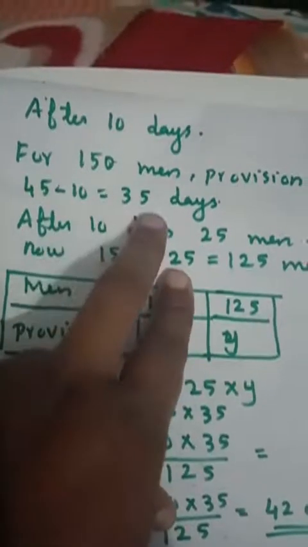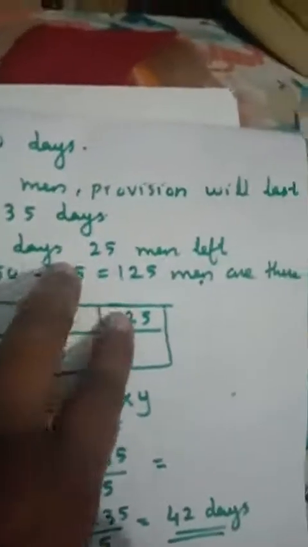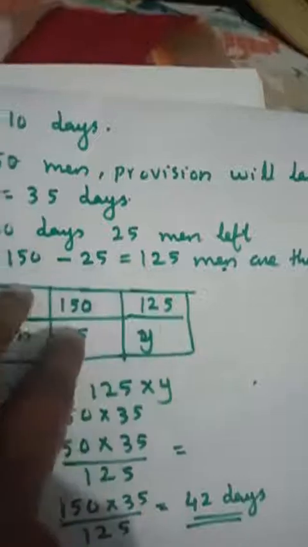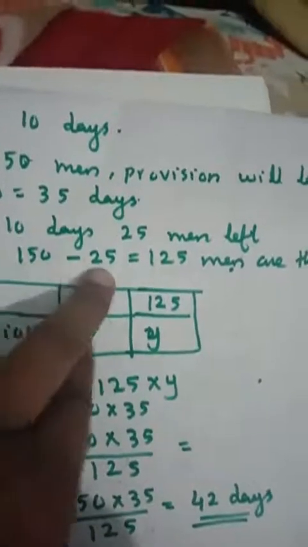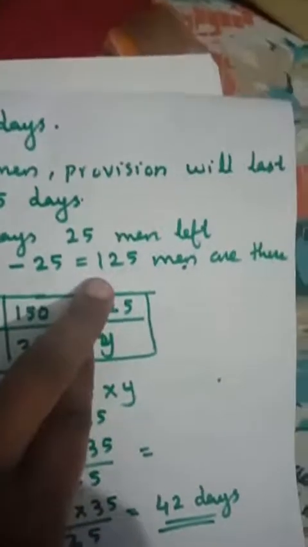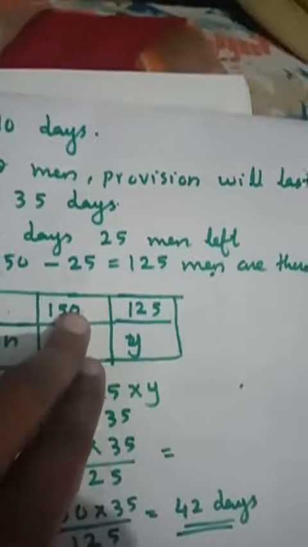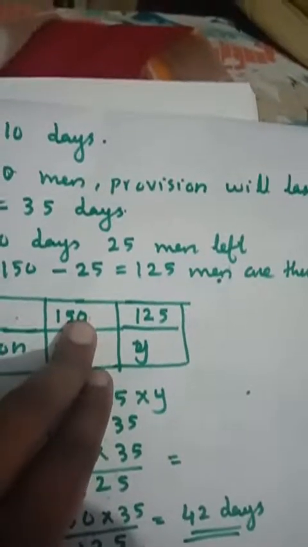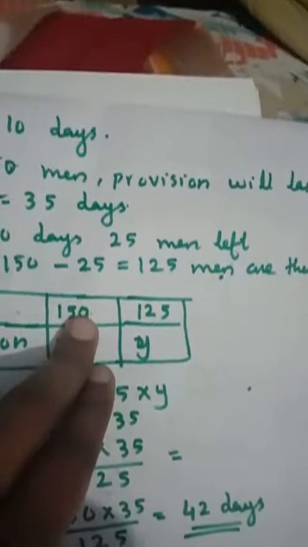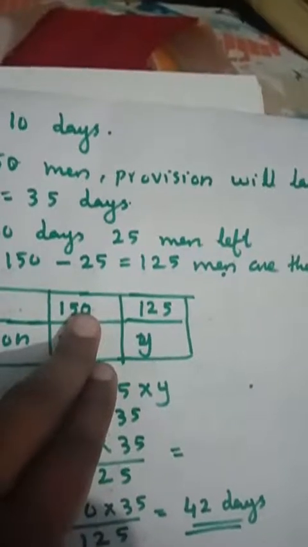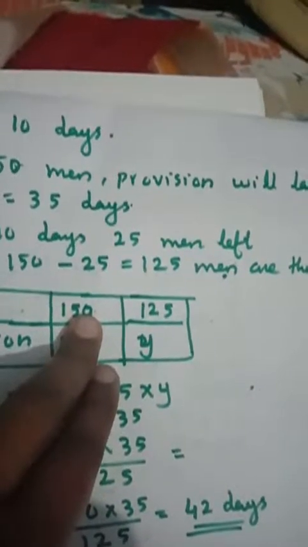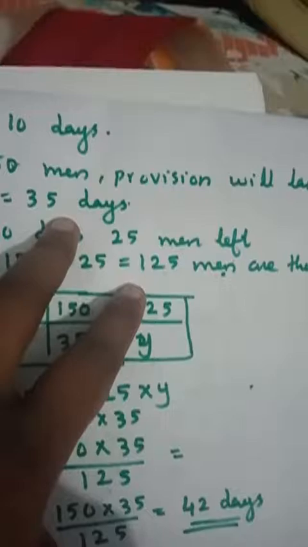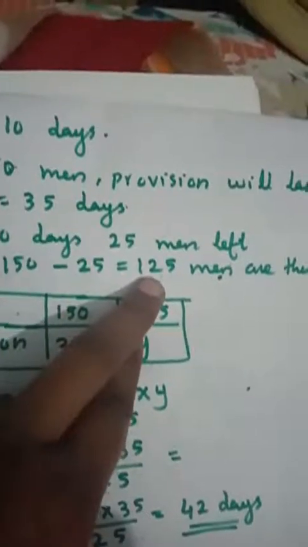Okay, so 35 days. Now after 10 days, 25 men left, meaning now only 150 minus 25, 125 men are there. So 35 days is there. 10 days are over. So only 45 minus 10, that is 35 days are left, and 125 men are left.